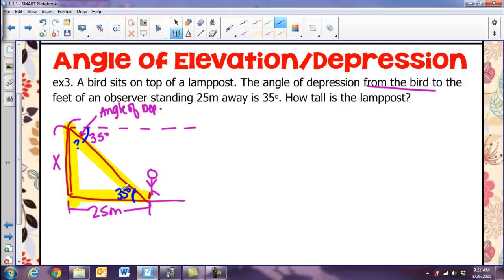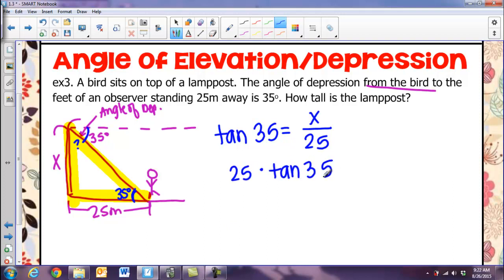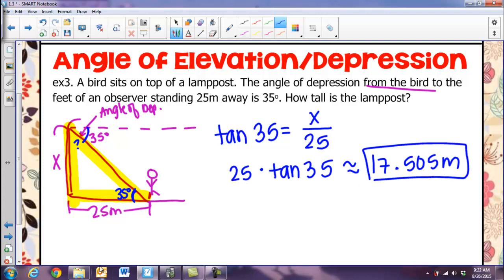I'm going to go ahead and use the parallel lines theorem, and I'm trying to find x. I have this side that's opposite my angle, and the side that's adjacent. So I'm going to use tangent. Tangent of 35 equals opposite, which I don't know, over adjacent, which is 25. In my calculator, I type in 25 times the tangent of 35, and I find that it is approximately 17.505 meters tall. And again, make sure it makes sense when you do it as far as what your final answer is.